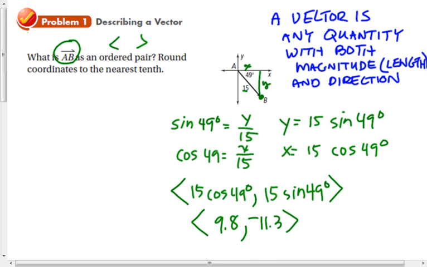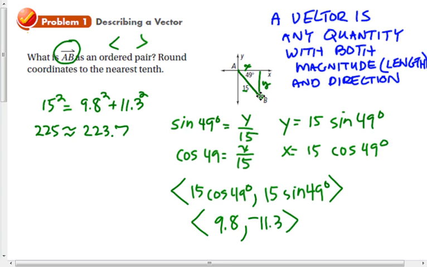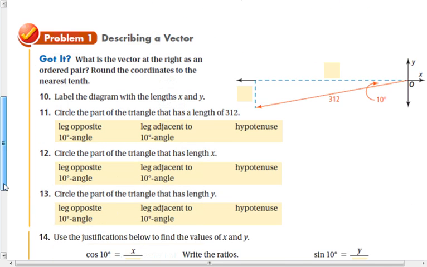And now to check this, we know that the length of the hypotenuse, which is 15 squared, has to equal x squared plus y squared. So we can just do 9.8 squared plus 11.3 squared. We can ignore the negative sign since when we square it, it's going to be positive. And when I do that, I get 225 for that, and I get 223.7, but I have to remember that I rounded it, so it's pretty close. So checking, it checks out. All right, go ahead, you try that.